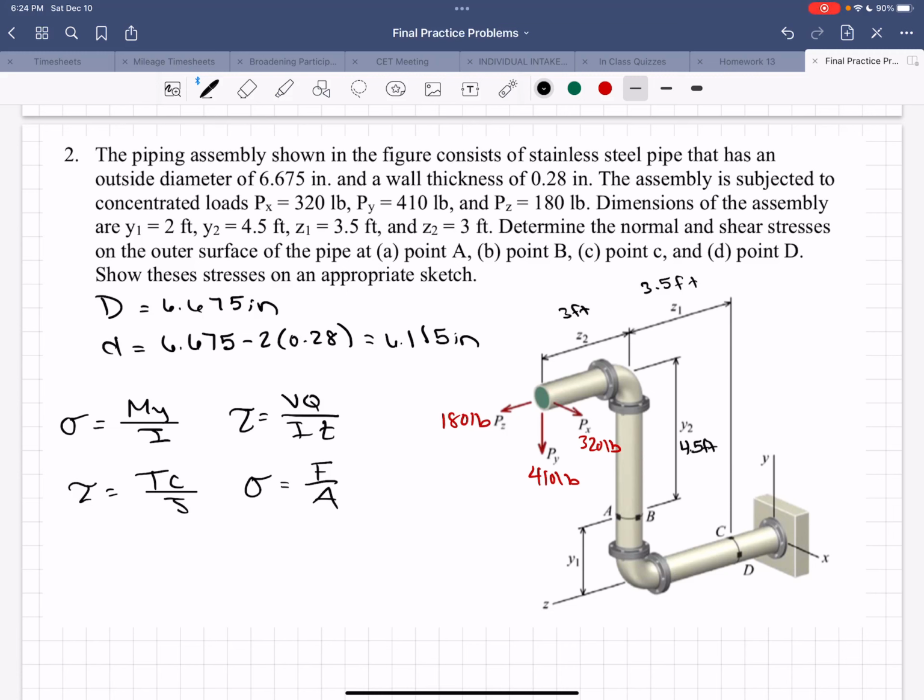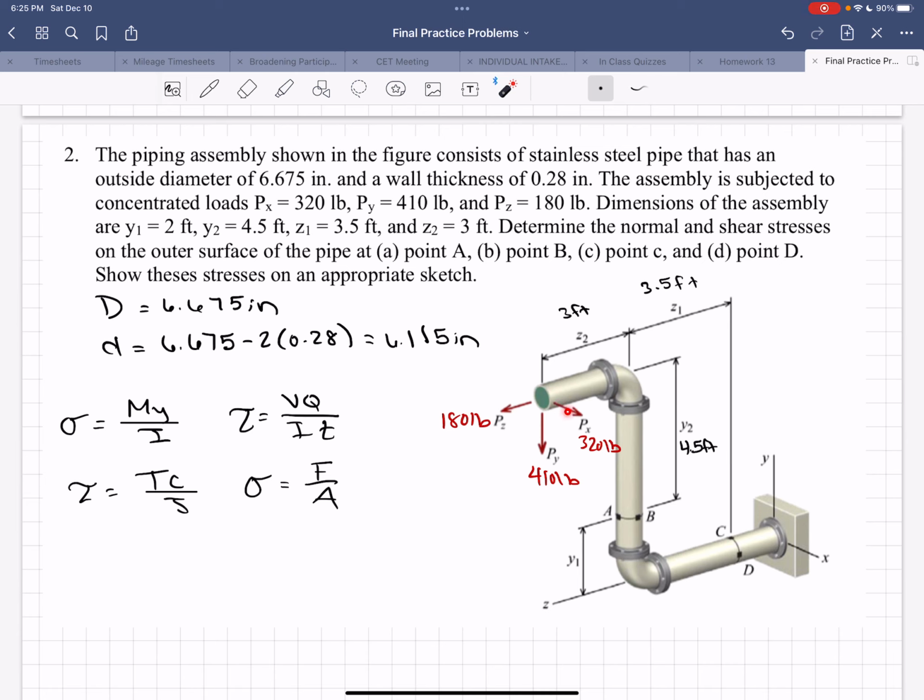Okay, now for the second problem, the final practice problem. We have a piping assembly here, and it has an outside diameter and a wall thickness. I labeled the outside diameter, and I calculated the inside diameter here. The assembly has 3 different loads.